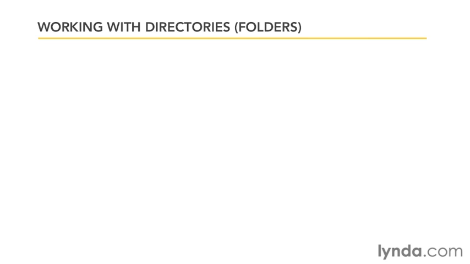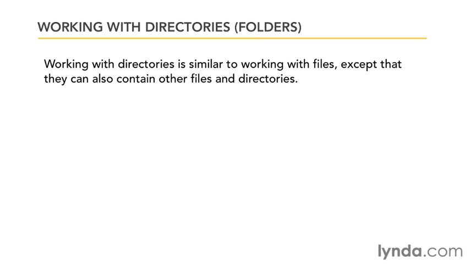As you might have guessed, just as there are ways for working with existing files, there are ways to work with existing directories. And whether you call them directories or folders doesn't really matter. They're the same thing. But in the .NET framework, the class is called Directory. Now, working with directories is pretty similar to working with files, except that directories can also contain other files and directories, whereas files just contain information. But there are classes for working with directories.